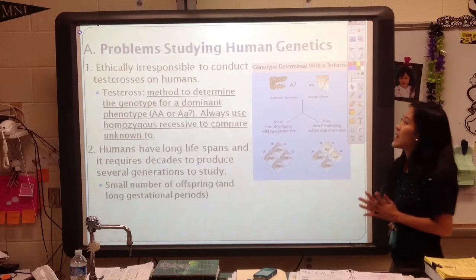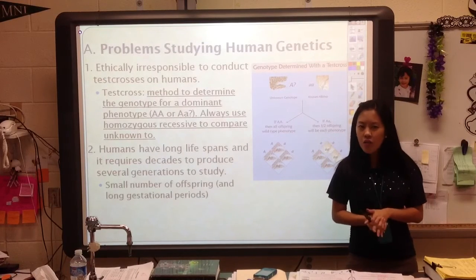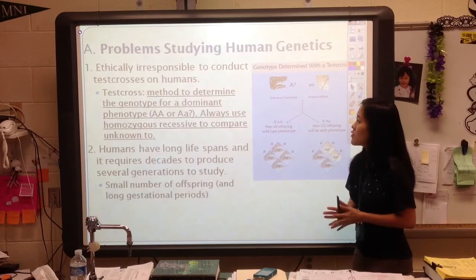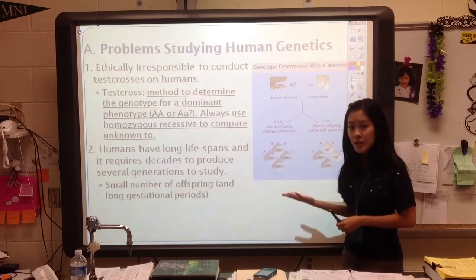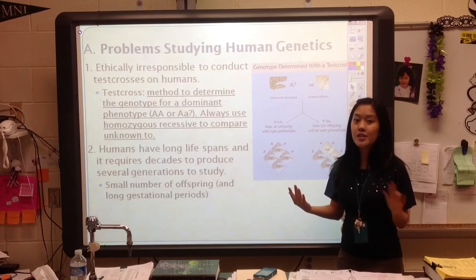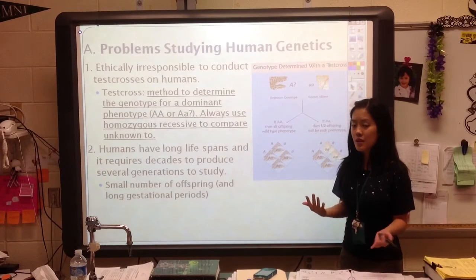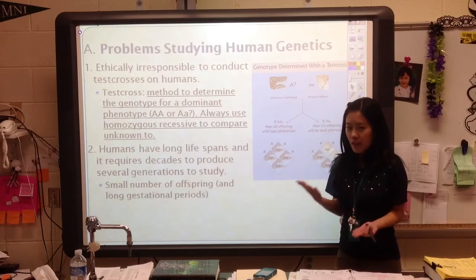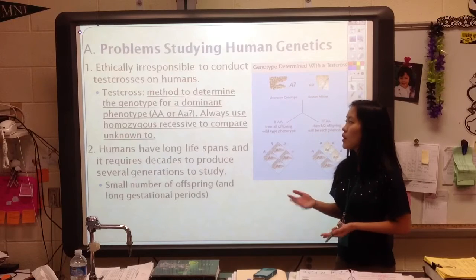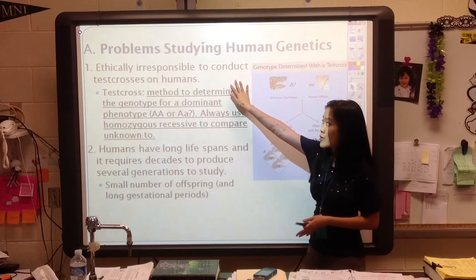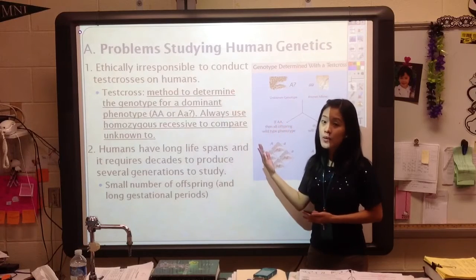So when we're studying human genetics, there are a few problems or a few little setbacks for us. First of all, we can't study human genetics the same way that we would study bacteria. There are genes in bacteria that can be studied. There are genes in mice that can be studied. But we can't look at them the same way. The reason for that is because it is going to be irresponsible to perform a test cross on humans.